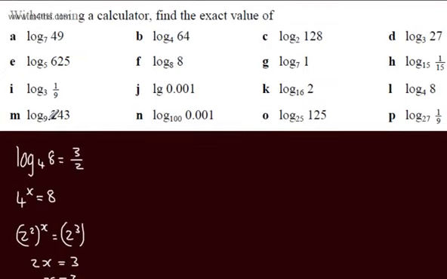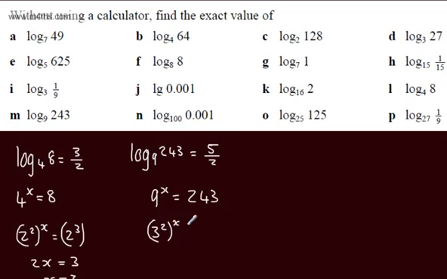Now I know that if I have 3 to the power of 5, I get 243. So what I need to do is take the square root and raise it now to the power of 5. So log to the base 9 of 243 will be equal to 5 over 2. Again, you could write this as 9 to the power of x will be equal to 243. So you could say now 3 squared to the power of x is equal to 3 to the power of 5. So we can say that 2x is equal to 5, and then we can say that x is equal to 5 over 2. So that's entirely up to you.